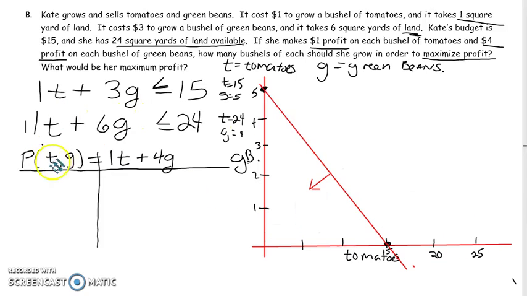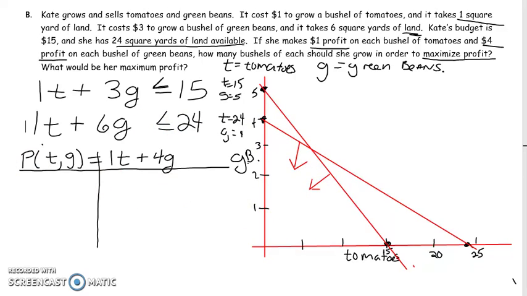Tomato intercept is 24. Put a dot at 24. My green bean intercept is 4. Dot at 4. I'm going to get my straight edge out and connect the dots. Shade: 0, 0 is less than 24. That's true. So I shade down.